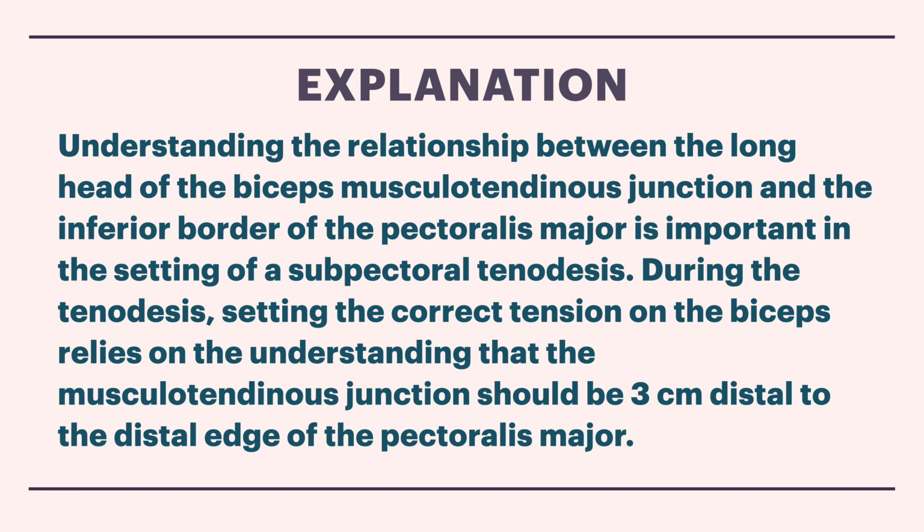Understanding the relationship between the long head of the biceps musculotendinous junction and the inferior border of the pectoralis major is important in the setting of a subpectoral open tenodesis of the long head of the biceps. During the tenodesis, setting the correct tension on the biceps relies on the understanding that the musculotendinous junction should be about 3 centimeters distal to the distal edge of the pectoralis major.